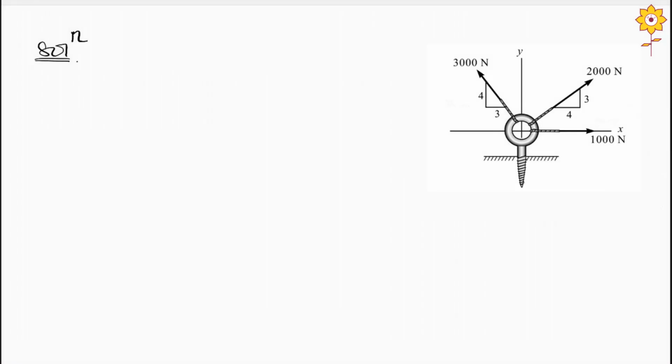In this video, we'll solve a problem on the resultant of a concurrent force system. On the right-hand side, you can see a figure which is an eye bolt, and it has been pulled out by three forces. The forces are 1000 Newton, 2000 which is inclined, and 3000 which is also inclined, but the angles of those forces are not given.